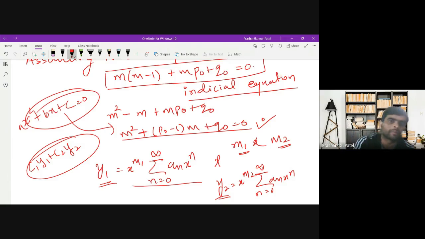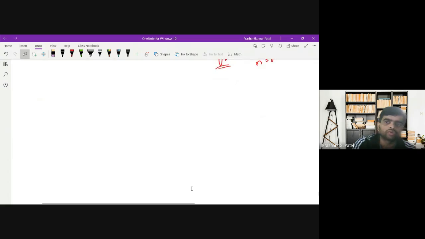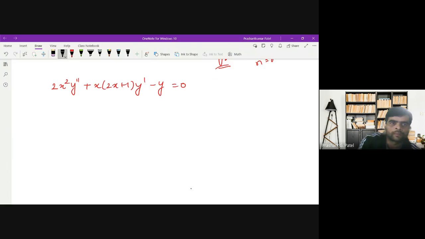So let us solve some examples related to it, and let us discuss how to calculate the solution for such equations. So the equation is 2x square y double dash plus x into 2x plus 1 y dash minus y equal to 0. The question is to solve this differential equation. So first of all, I need to check whether the given differential equation has a regular singular point or ordinary point. If the ordinary point is there at x equal to 0, then you have to do it by the method which we already did in the previous lecture.